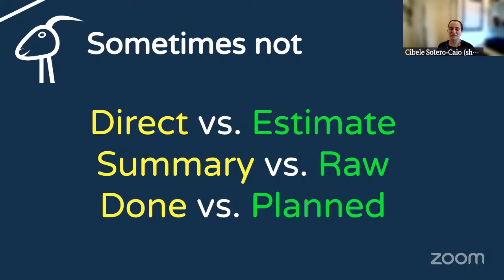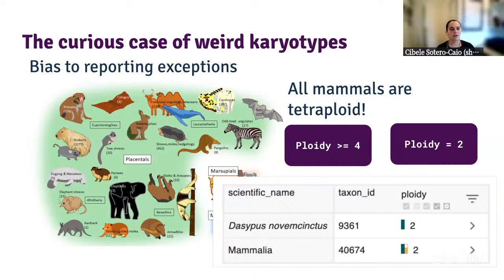And then done versus plan, I think I'm going to go over this one tomorrow because it's more pertinent to the projects. But yeah, how long do I have? Four minutes, maybe. I want to tell you about the curious case of the weird karyotypes of mammals.